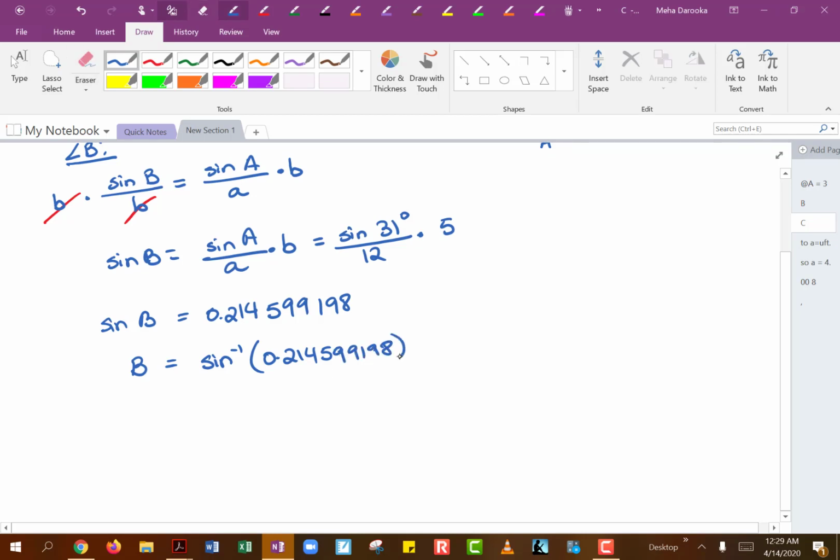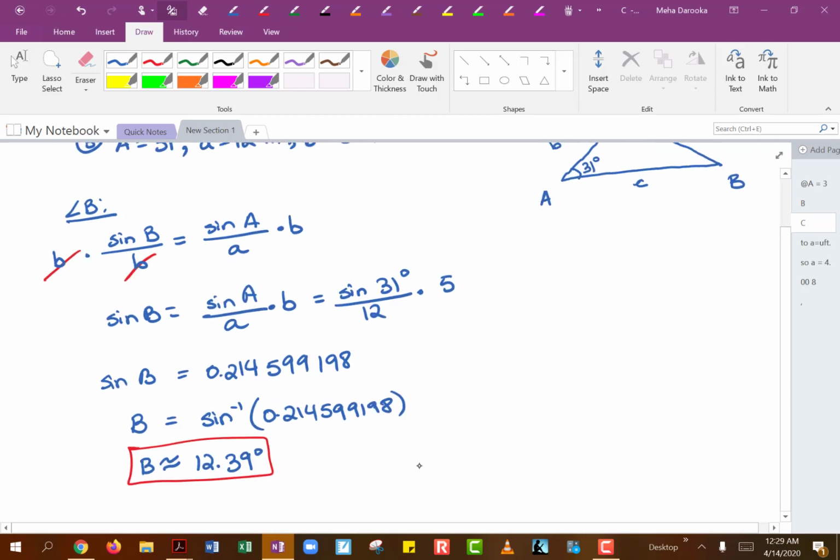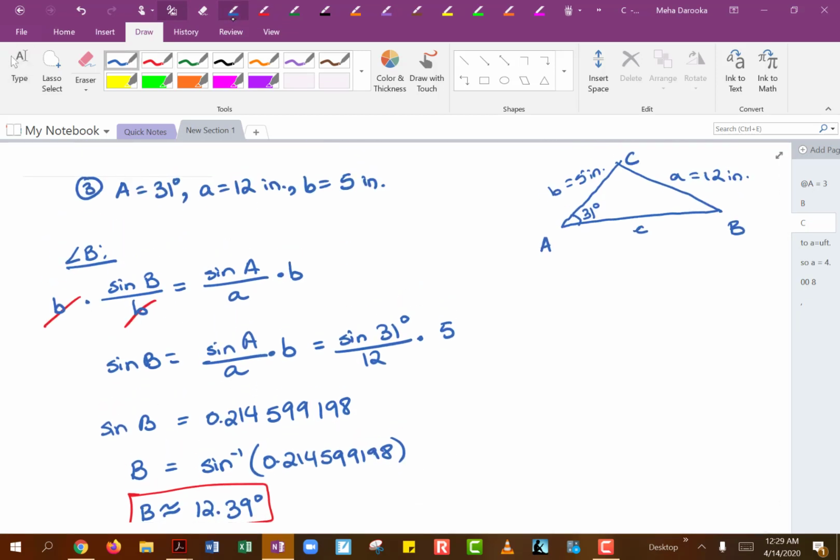And then once you do sine inverse on this number, you will be able to get your measurement for angle B. And of course, we're rounding this to 2 decimal places, so that will come out to be 12.39 degrees. And this is how you find your angle B. So 12.39 degrees for this guy.